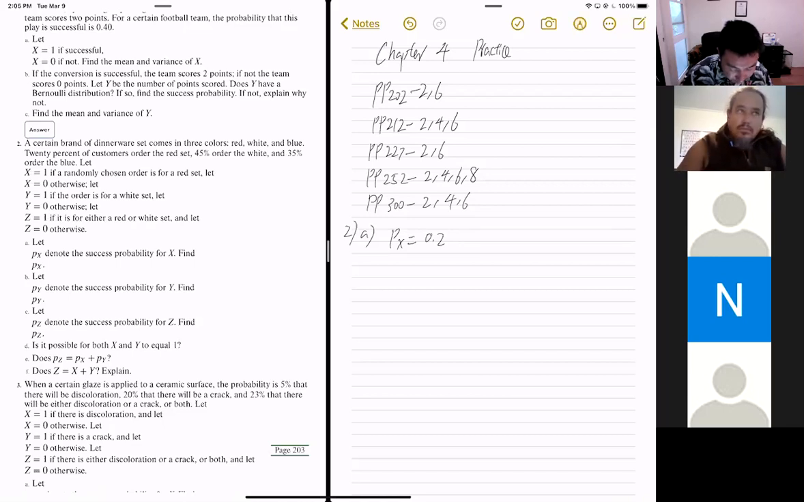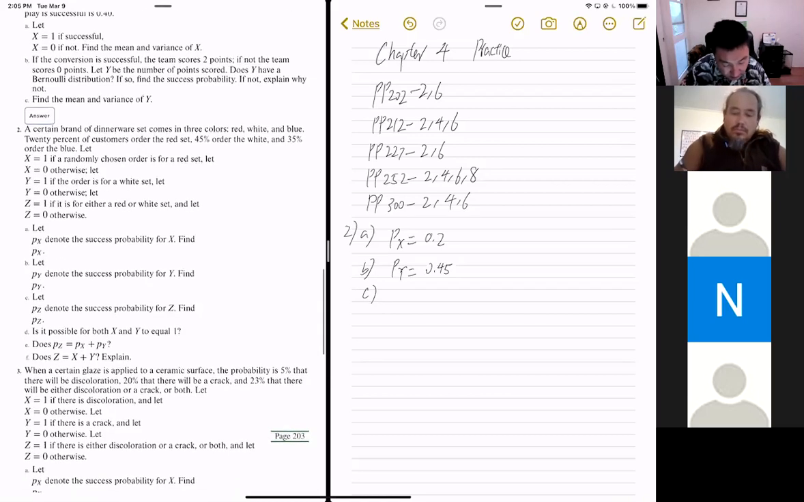Okay. B, Py denotes the success probability for Y, find Py. Okay. So again, Y is equal to 1 when the order is white. Okay. And we have 45% of the orders are white. So Py will be 45%. Okay. So that's easy. C, Pz is the success probability for Z. Okay. So Z equals 1 if it's either a red or white.